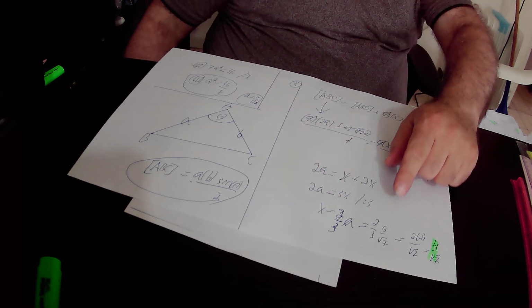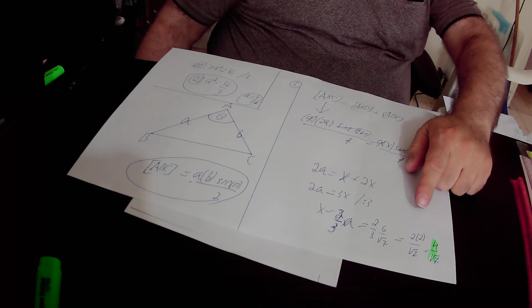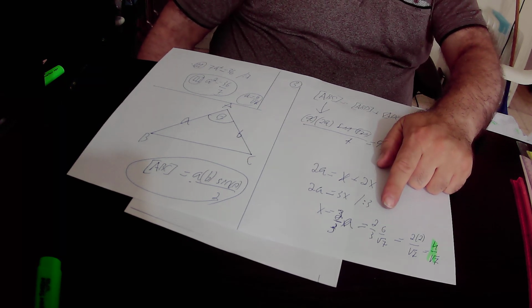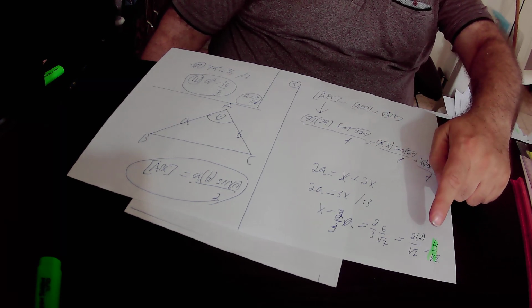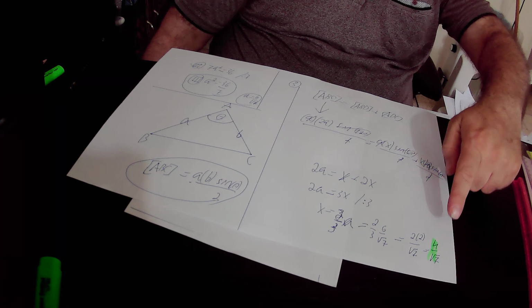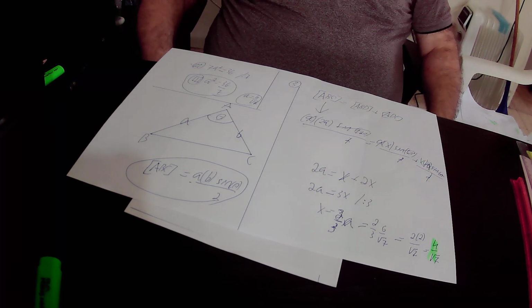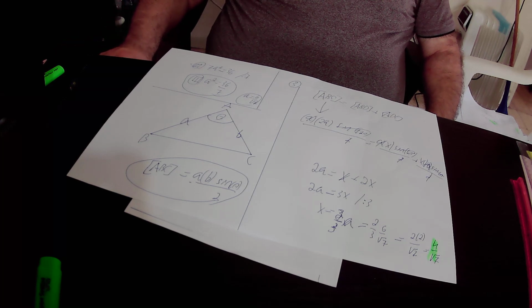We substituted a by 6 over square root of 7 and found out that x equals, here we have 6 over 3 is 2, so x equals 2 times 2 over square root of 7 units. So in conclusion, x equals 4 over square root of 7 units, or in terms of numbers, it is equal to 1.51 units. Okay, thank you very much.